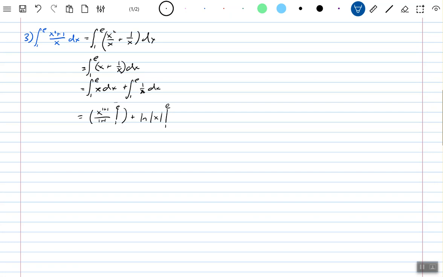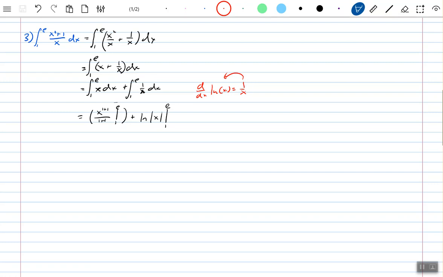Remember, the derivative with respect to x of the natural log of x is equal to 1 over x. So to undo it, we take the integral, going from 1 over x back to the natural log of x. But why the absolute values? Well, that's because 1 over x doesn't mind negative numbers. You can plug in negative 2 into 1 over x.